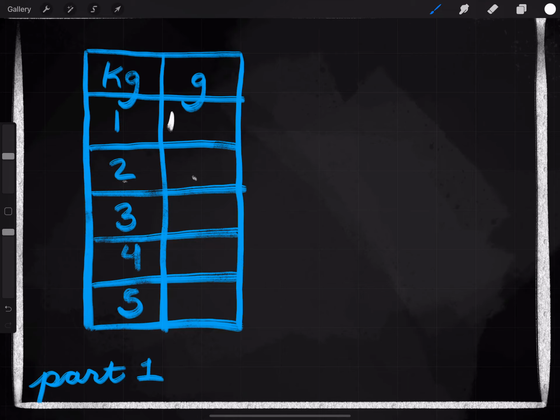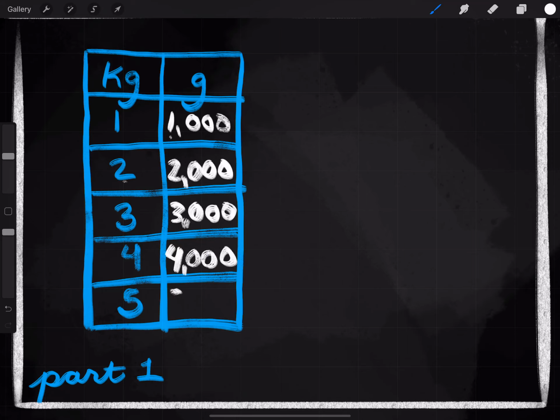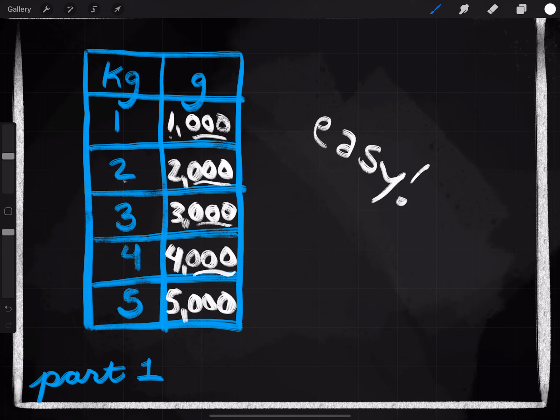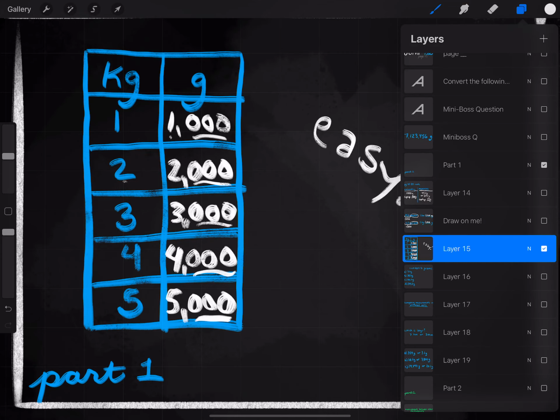So we should have filled it out like this. 1 kilogram is 1,000 grams. 2 kilograms is 2,000 grams. 3 kilograms is 3,000 grams. 4 kilograms is 4,000 grams. 5 kilograms is 5,000 grams. Look at our lovely metric system, making it so easy to do. Easy. Because I'm just adding 3 zeros to everything. How nice. As a lazy mathematician, you might like this too. There we go.